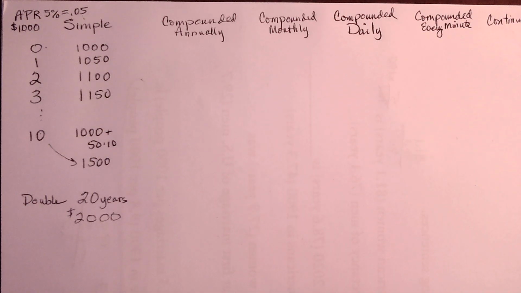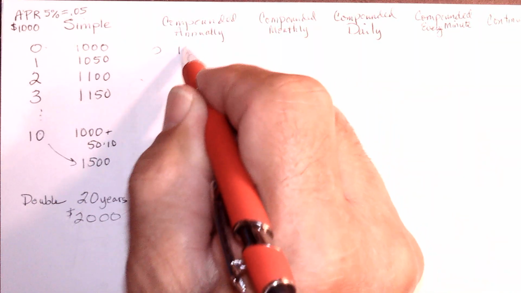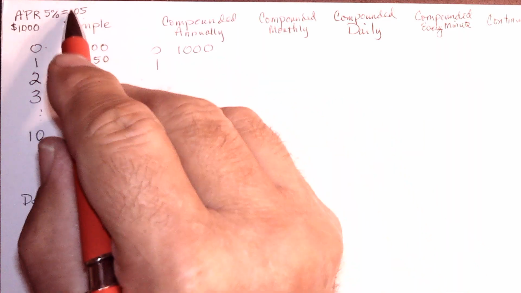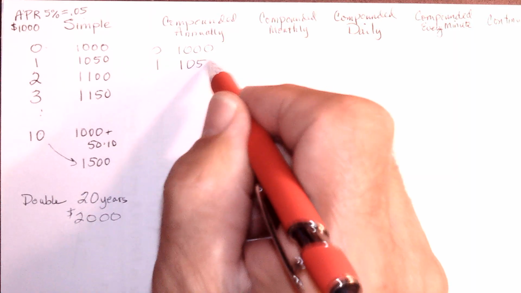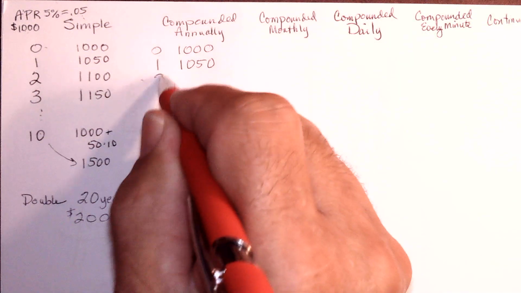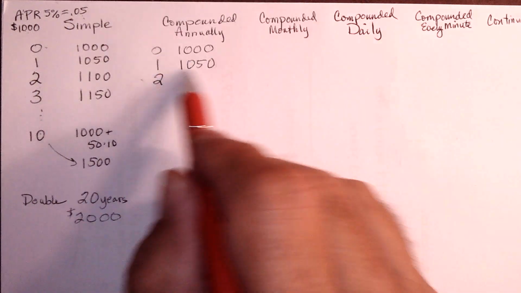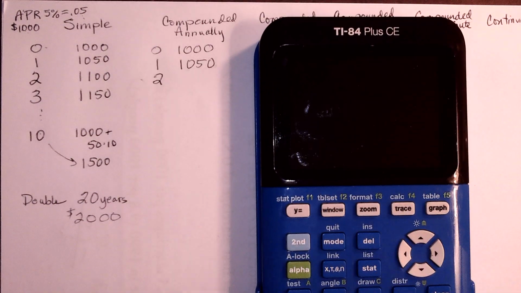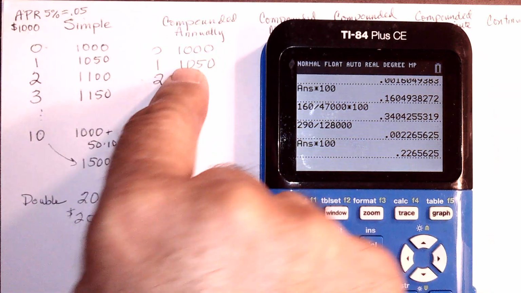Now, if we compound annually, in year zero, we would have the $1,000. After 1 year, we'd get 5% of that added on, so we'd have 1,050, and it looks like we're getting the same numbers, except in the second year, we get 5% of this number, not of the original amount. So we need to do 5% of this and add it to this.